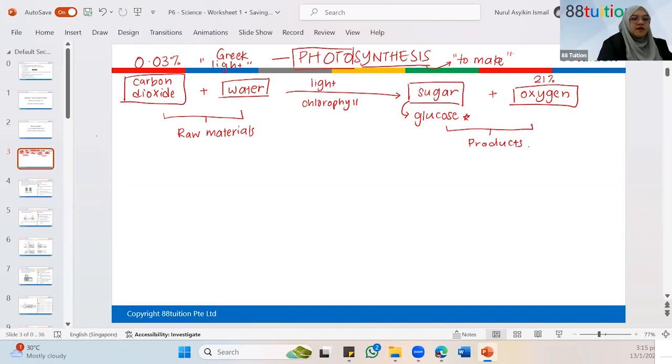Okay, so I'm going to put these two factors on the arrows that I draw, because these two factors are considered to be the conditions needed for photosynthesis. Conditions means in order for the carbon dioxide and water to make sugar, you need light present, you need chlorophyll present. Okay? So this is the general equation for photosynthesis.